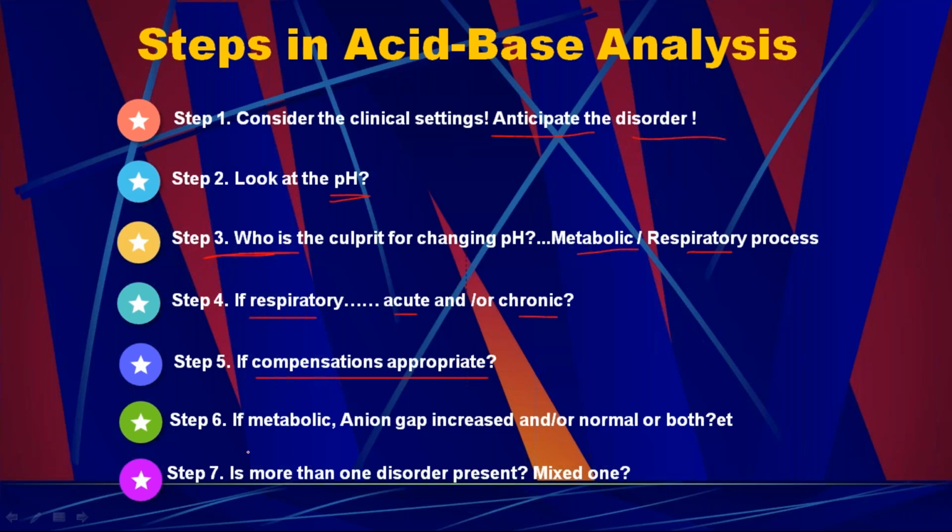When it is metabolic, then you have to measure the anion gap, because in certain conditions the anion gap is increased or decreased. Then ultimately you must see whether there are multiple systems involved, because there can always be a combined acidosis and alkalosis, not compensatory but actually contributory. Such things you must understand.